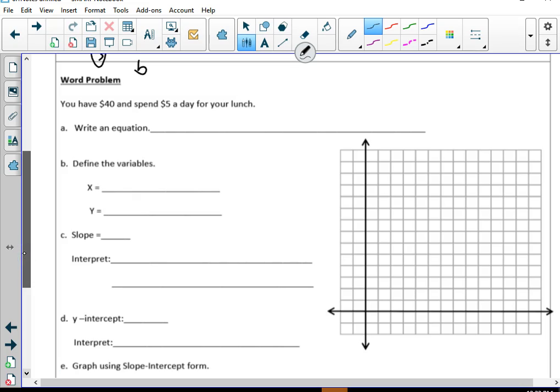Okay, you have $40 and $5 a day you spend on your lunch. So you start off with 40. Well, look how easy this is. They're only going to last 8 days. Then you spend money each day, which means you are subtracting from your account. And you're subtracting $5 per day. That's the equation.